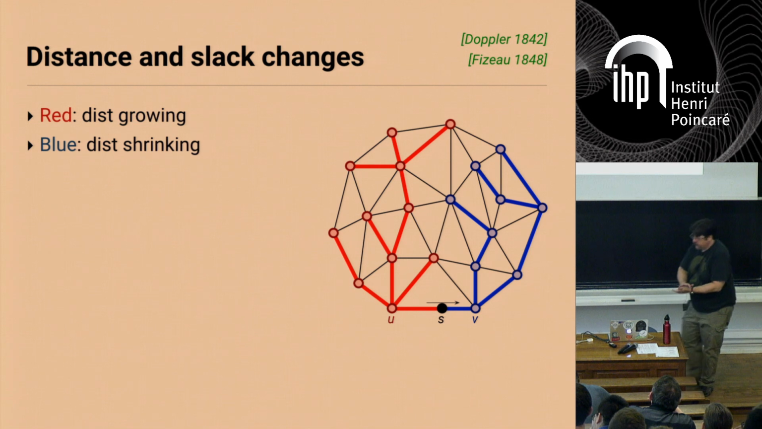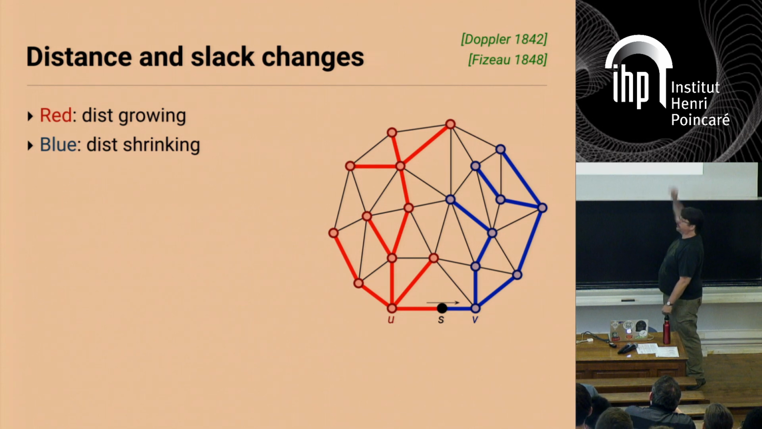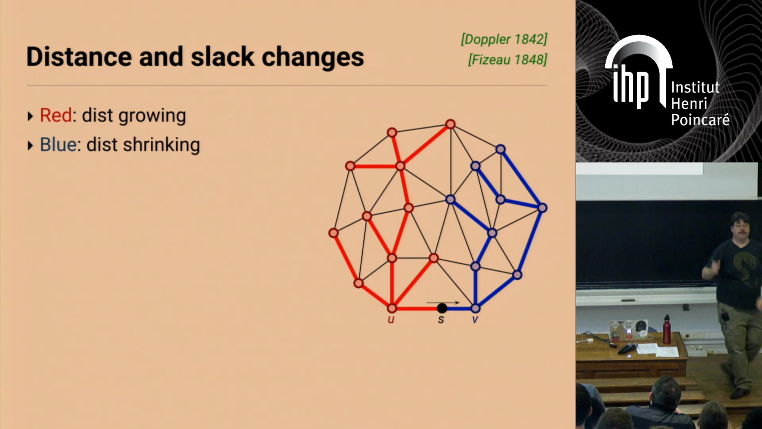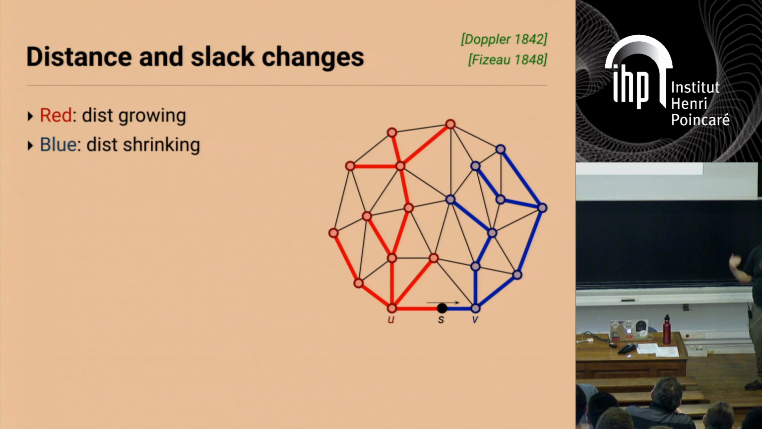So let me give you an intuitive picture of what's going on. As I move the source vertex continuously from U to V at speed 1, all of the distances in the blue subtree are decreasing at rate 1. And all of the distances in the red subtree are increasing at rate 1. But the slacks in those tree edges are not changing. They're fixed. Any edge in the shortest path tree has slack 0. Then there are the edges that are not in the shortest path tree, which are the ones I'm interested in.